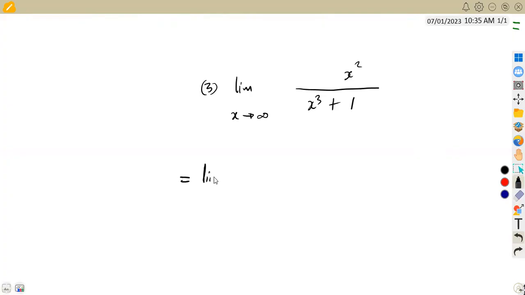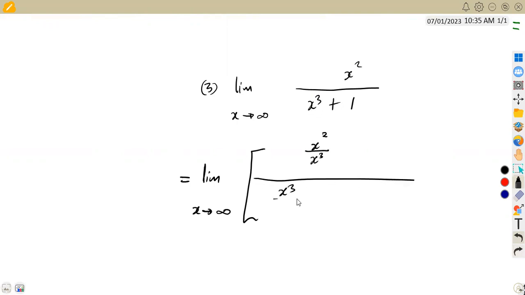So we are going to have the limit as x approaches infinity of each term. So x squared here is going to be divided by x cubed, the one with the highest exponent. So it's over x cubed. Everything here is affected, that is x cubed over x cubed, each and every term, plus 1 over x cubed. Each and every term is being affected.